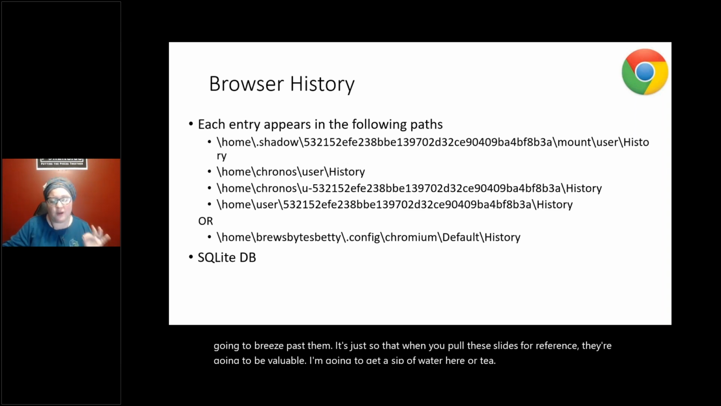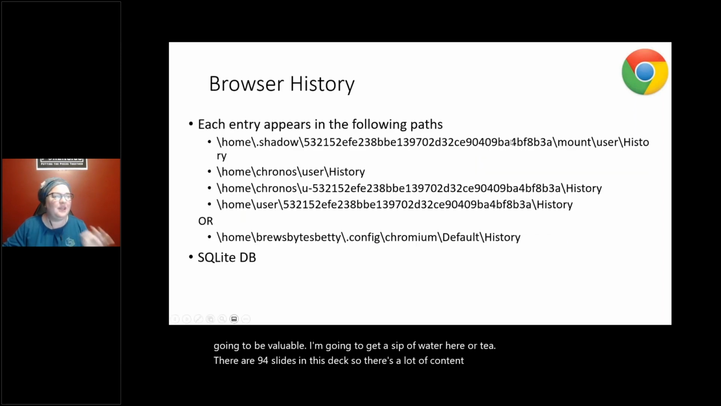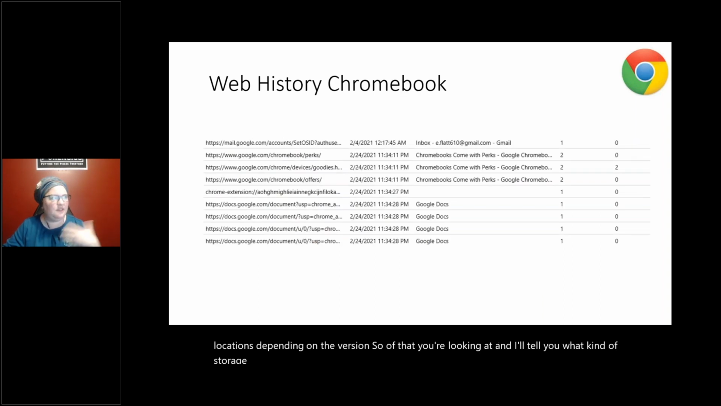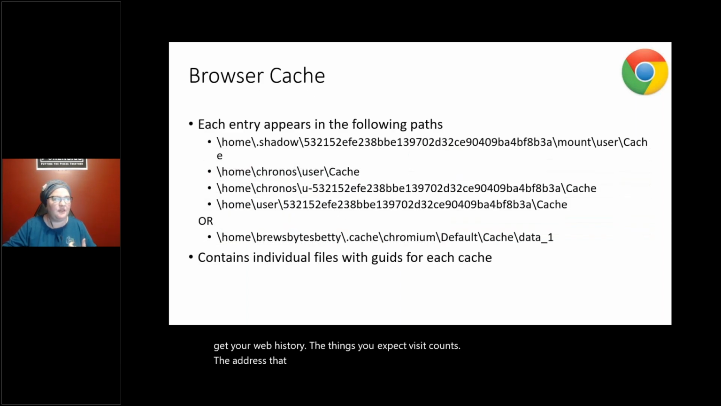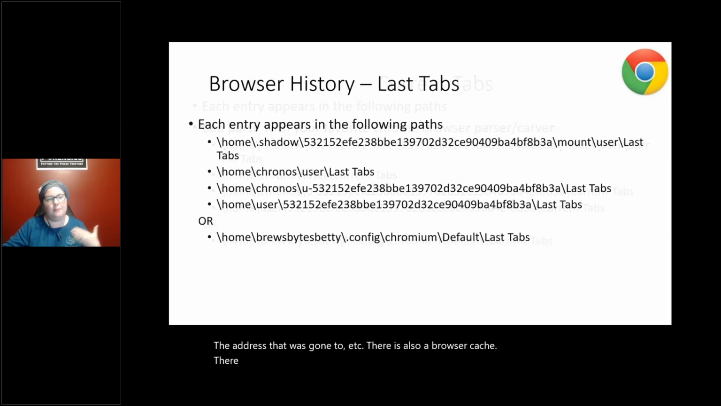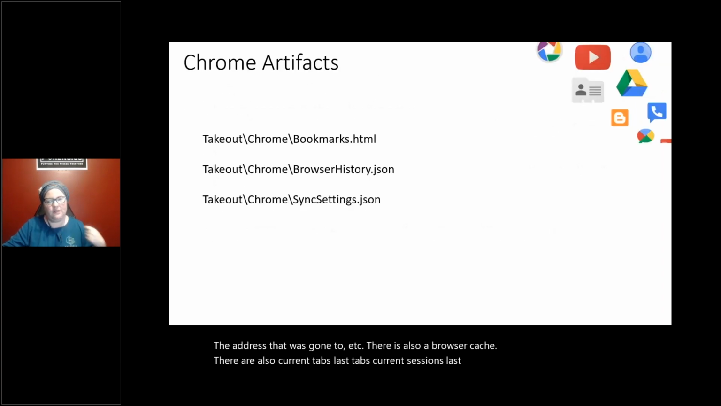There are 94 slides in this deck, so there's a lot of content, and data can be located at multiple locations depending on the version that you're looking at. I'll tell you what kind of storage the data is in. This is a SQLite DB, and you're going to get your web history, the things you expect: visit counts, the address that was gone to, etc. There's also a browser cache. There are also current tabs, last tabs, current sessions, last sessions. All of those artifacts are available on the Chromebook itself.